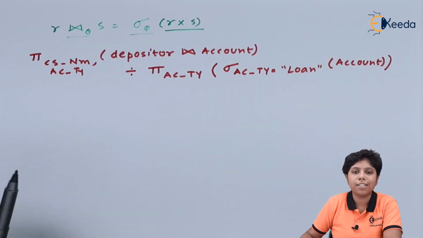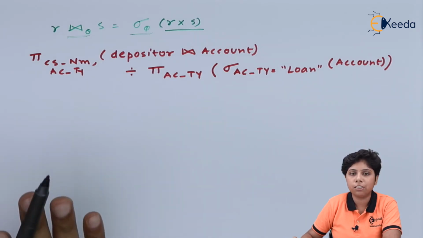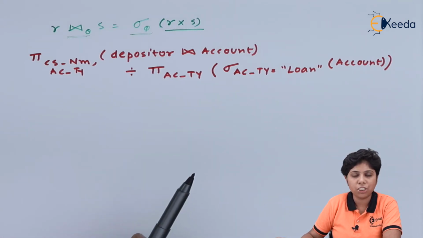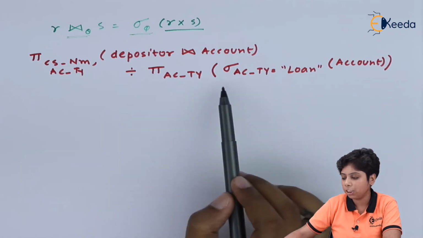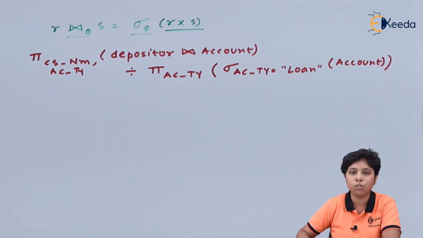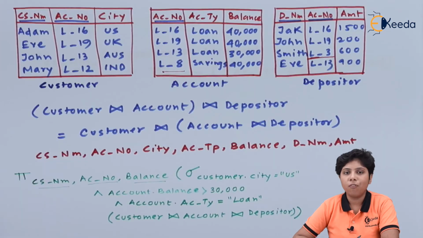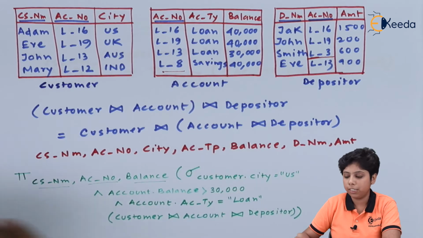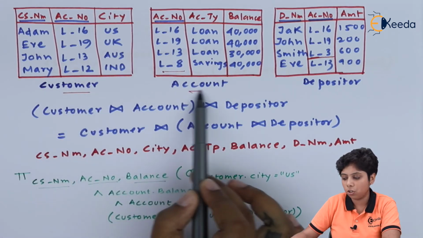Here we are using the customer name and account type from our natural join on the customer and account relation, and then the result will be used as the division operator of the projection where account type equals loan. So let us take our example again. We are selecting the customer name and the account type on this customer and account natural join.